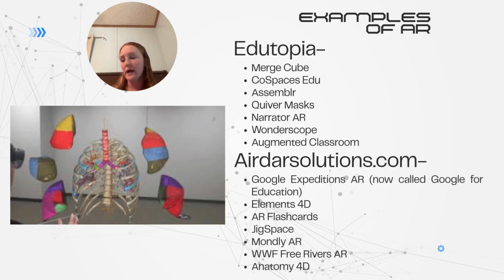So on Edutopia, the first one that I found was Merge Cube. With Merge Cube, students can actually virtually hold artifacts and objects, and they have content like the water cycle, fossils, rocks, gemstones, simple machines, and they even have an object viewer or museum viewer. So it can be used almost as a virtual field trip as well. It is $995 per class per year.